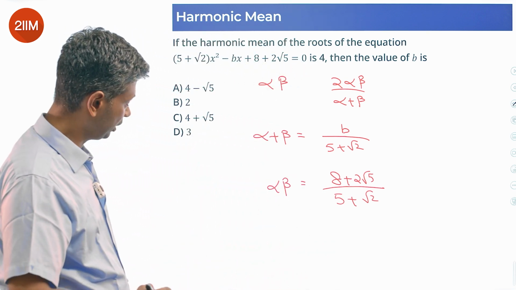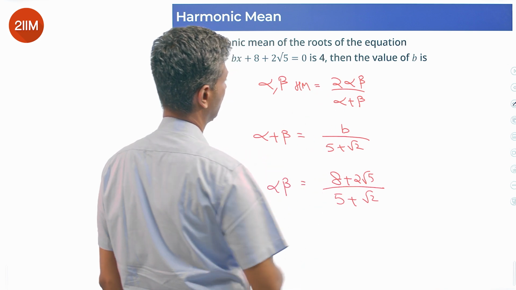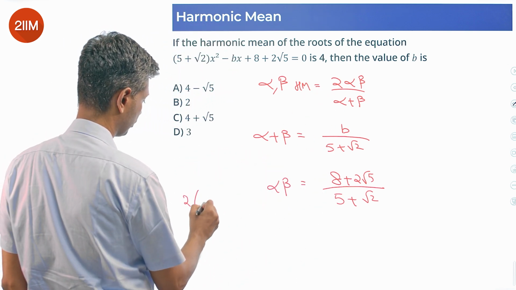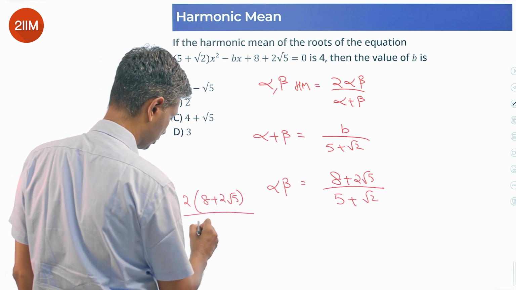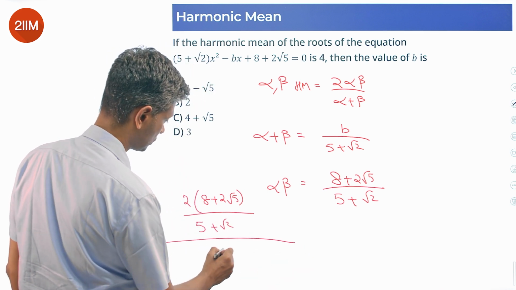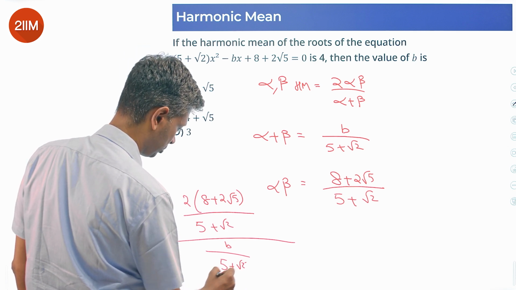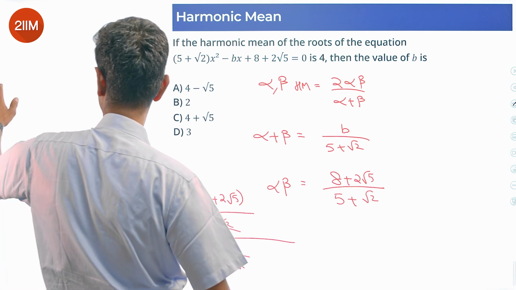So harmonic mean, the roots are alpha and beta. Harmonic mean is 2 alpha beta by alpha plus beta, which is 2 times 8 plus 2 root 5 by 5 plus root 2, divided by b by 5 plus root 2. The 5 plus root 2 gets cancelled. This is given to be 4.